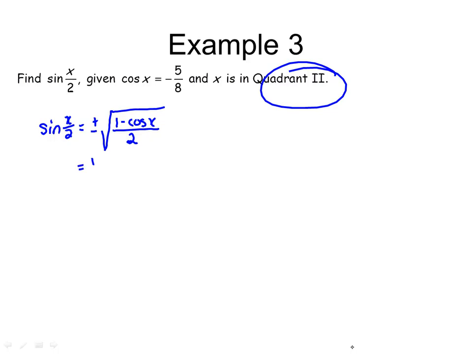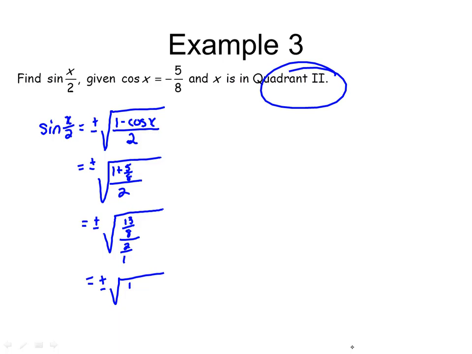So we're going to have plus or minus the square root of 1 minus cosine of x. Cosine of x is a negative 5/8, so we're going to put plus 5/8 over 2. From here, pure math. So we have plus or minus the square root of 8 over 8 plus 5 over 8 is going to be what? 13 over 8 over 2 over 1. Skin over guts, which is going to be 13 over 16. Split them up. And you got it.